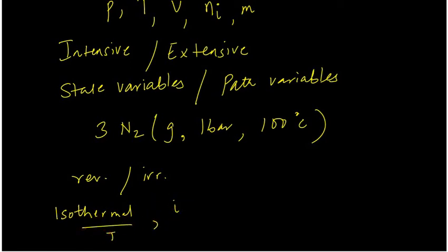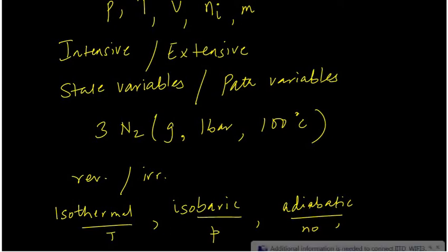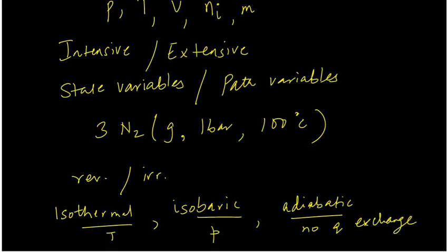Then you have isobaric, which stands for pressure, or adiabatic. To break it down, adiabatic would be no heat exchange, no Q. I'll just define heat by Q exchange. And we'll discuss a bit more about these kinds of systems for particular things.